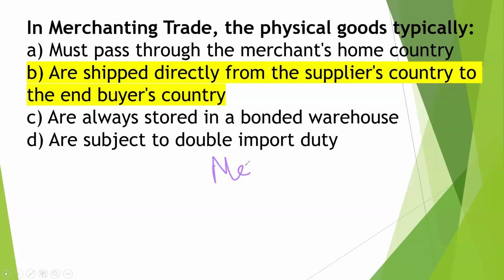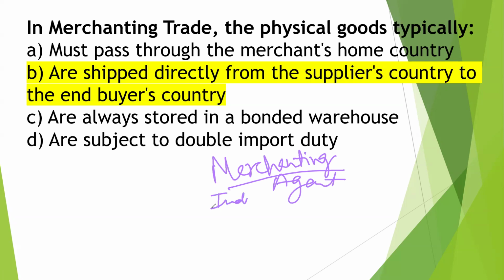It is a type of trade where there is a type of agent. Merchanting trade is a type of agent work. Suppose a merchanting agent is in India. He has a good relationship with Nepal, and he also has a good relationship with the US. This Indian agent is the one doing the merchanting trade.